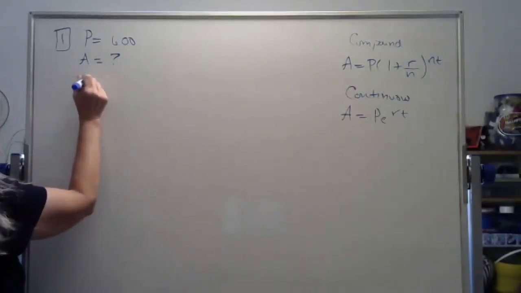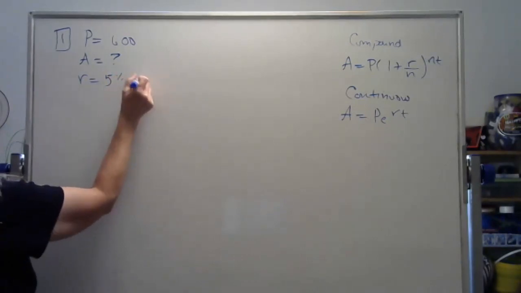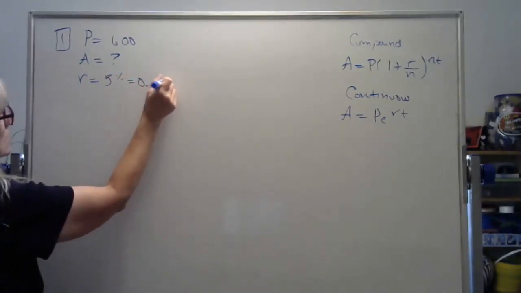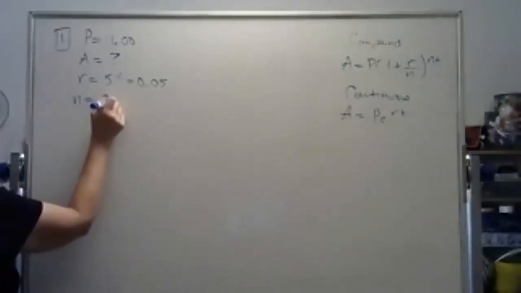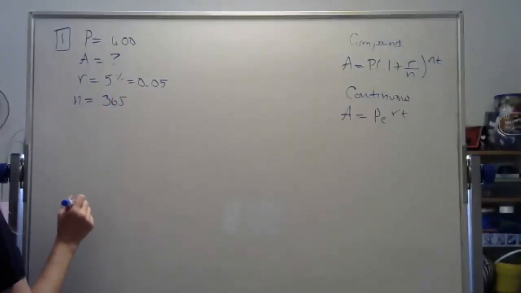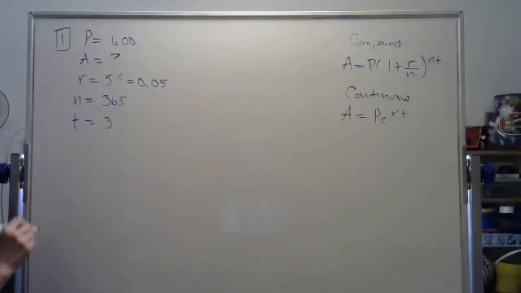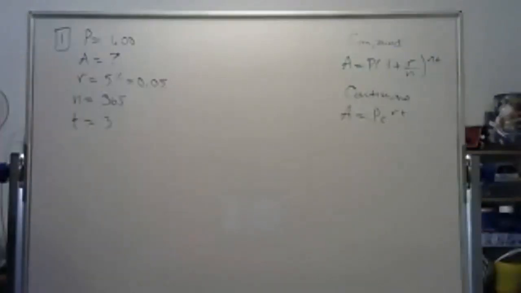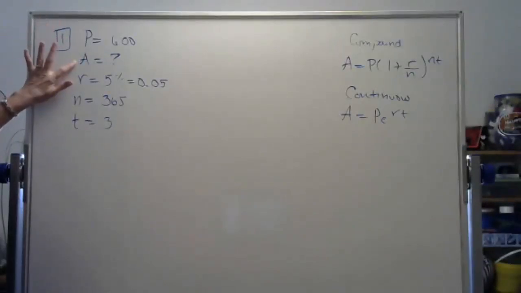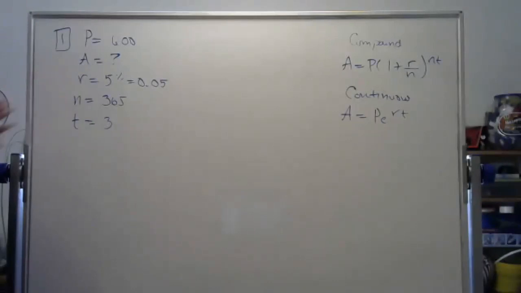The interest rate r is 5%, which translates into 0.05 as a decimal. Compounded daily, that's our compounding amount. We know that daily means n is equal to 365. And finally, for a period of 3 years, t is equal to 3. So I've taken all the numbers and assigned them a letter so we can plug them into our formula. So P is the 600, A is unknown, the interest rate is 0.05, n is 365, and the time is 3 years.